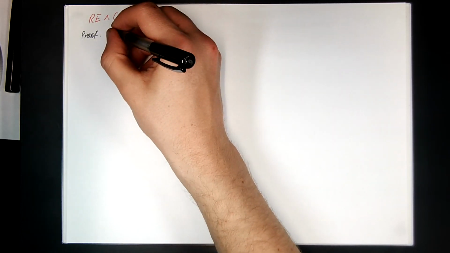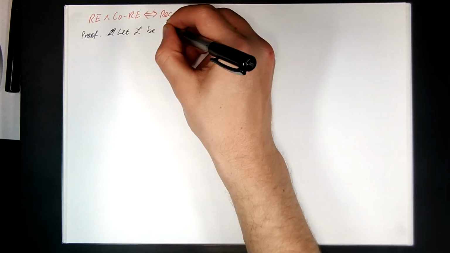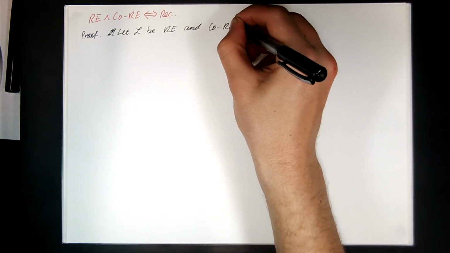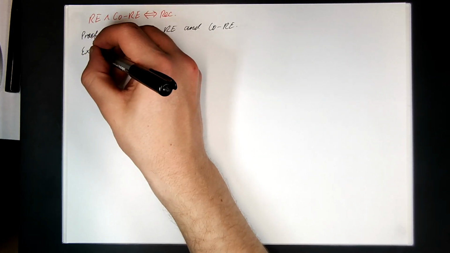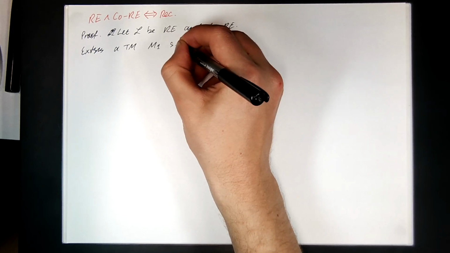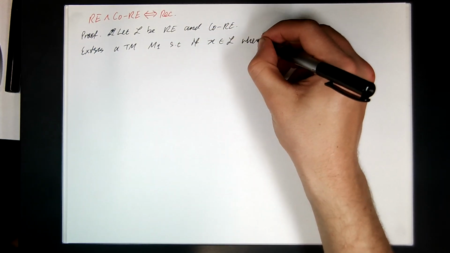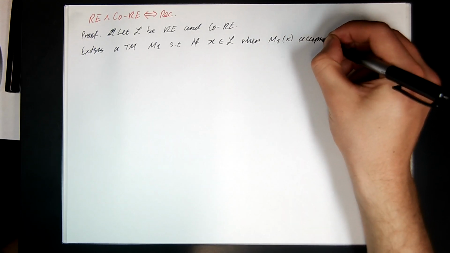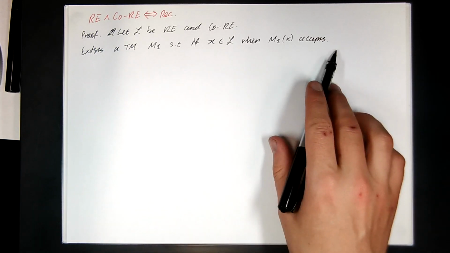So the forward direction, we're going to let L be recursively enumerable and co-recursively enumerable. Okay, what does that mean? That means there exists a Turing machine M1 such that if X is in the language, then M1 of X accepts. Okay, clearly, if it's recursively enumerable, then I get this property.